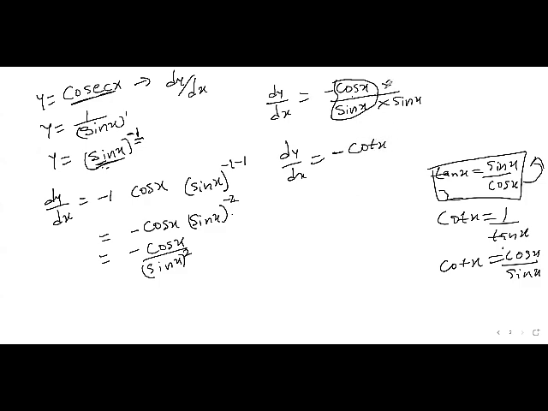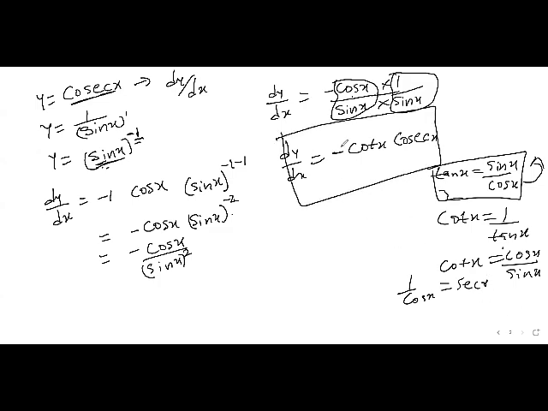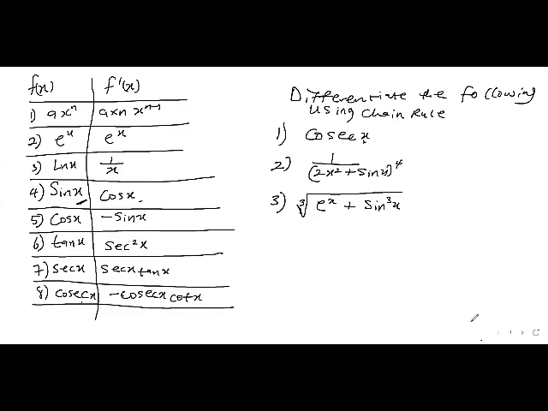Then secondly, this is 1 over sine x. Now what is 1 over sine x? Remember that we said 1 over sine x is the same thing as cosec x, while 1 over cos x will be the same thing as sec x. So this is our final answer, dy over dx, which is minus cot x cosec x. So that's all for the first question.